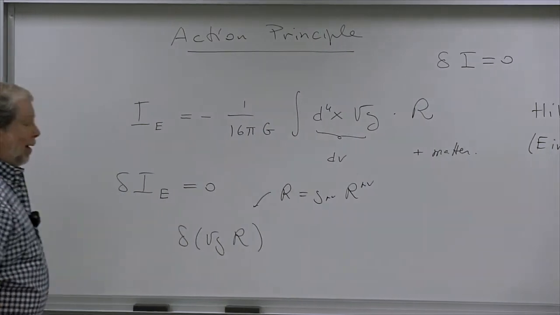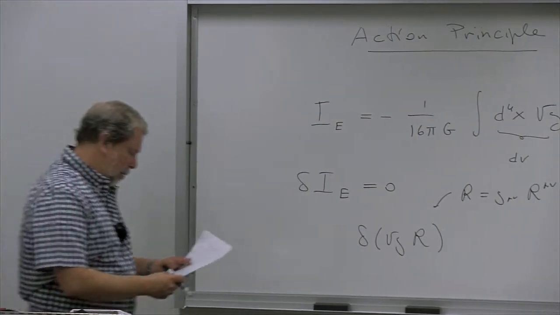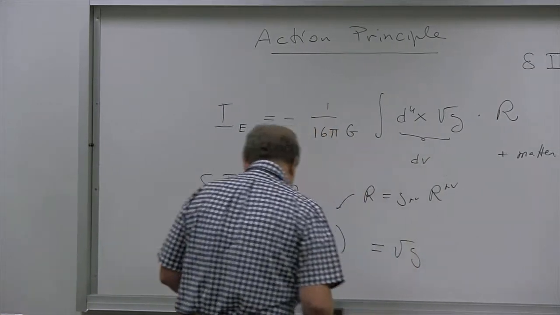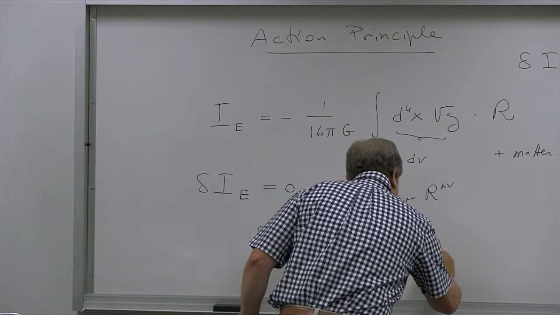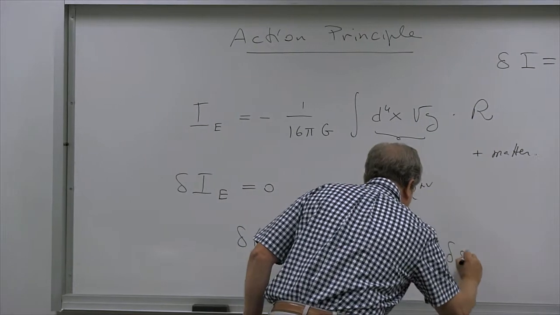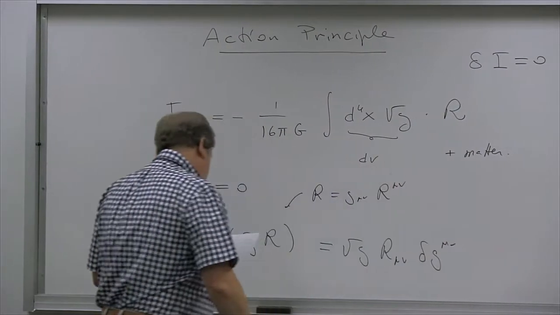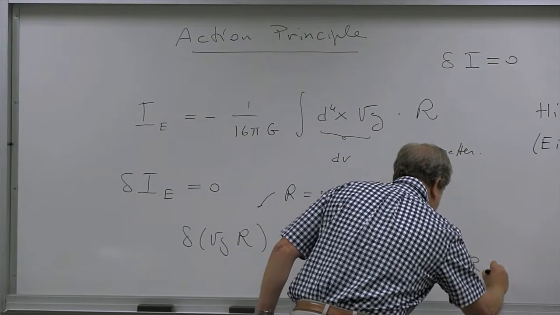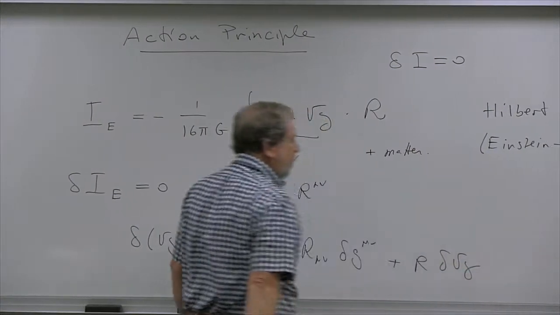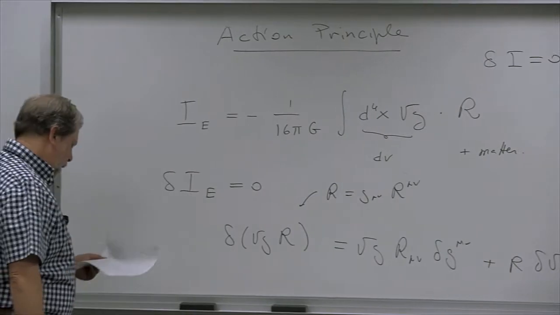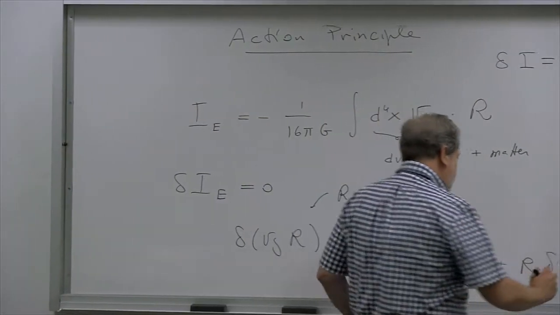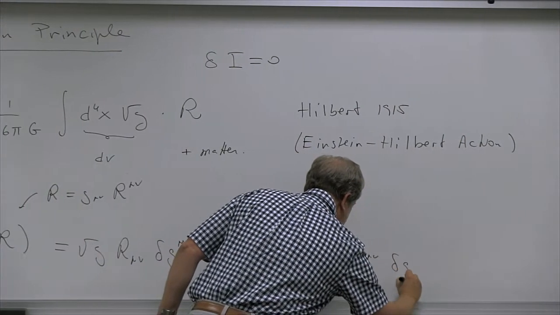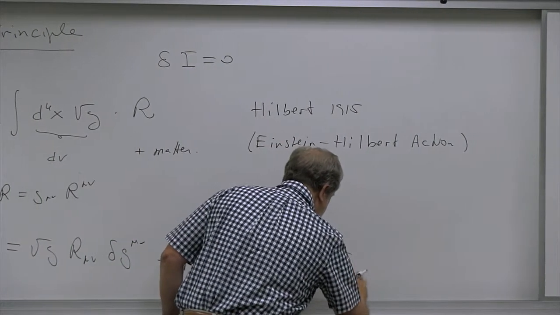We can stick that in there, and when you do the variation, we get 3 terms, right? So we get the square root of g times R_{mu nu} times delta g^{mu nu}, right? Then we get R times the variation of the volume element, delta root g. And then the last term is root g times g^{mu nu} times the variation of R_{mu nu}.